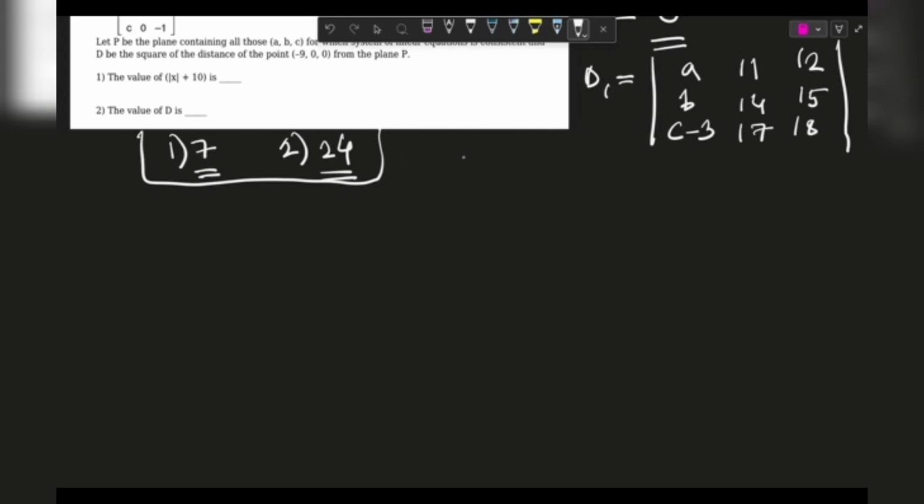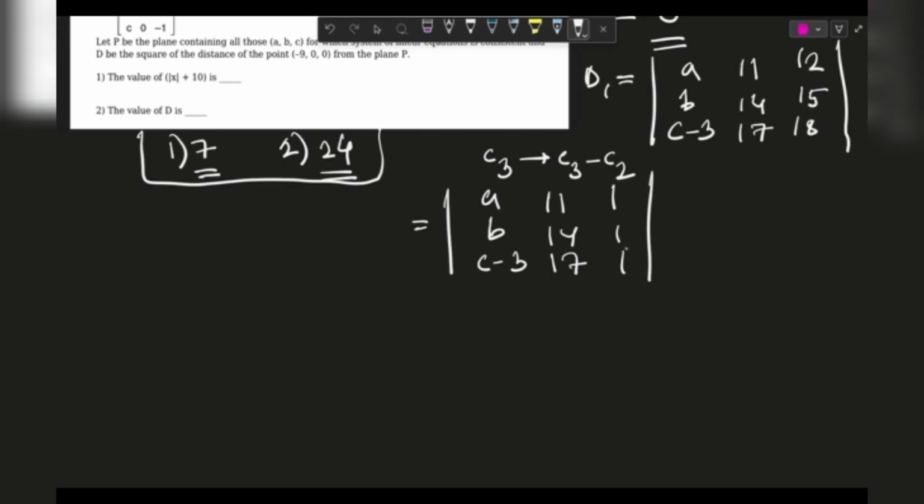What I will basically do is C3 as C3 minus C2. So this thing will become mod of A, B, C minus 3, 11, 14, 17, and 1, 1, 1. Now you can subtract. If you want me to write this out, we can write it as R2 as R2 minus R1, and R3 as R3 minus R2, something like that.